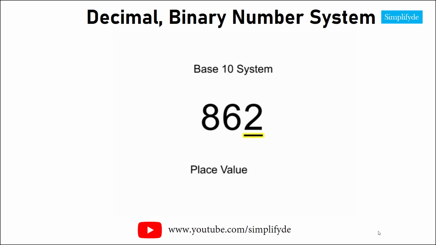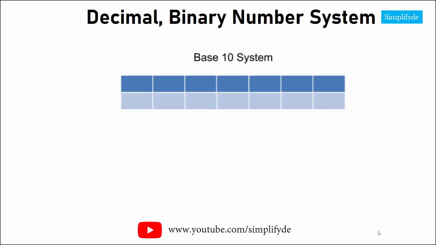Moving from right to left, we multiply each preceding digit position by 10. Therefore, starting from the right, the first digit position is 1. The second digit position is 10 times the first, or 10. The third digit position is 10 times the second, or 100, and so on.